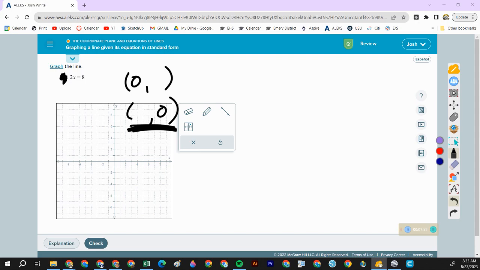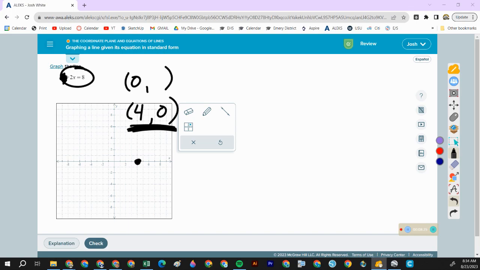Okay. So if we have 2x equals 8, what does x equal? Well, what's holding the 2 and the x together? Which operation? Multiplication. So we divide, right? And we get 8 divided by 2, which is 4. So apparently, this graph crosses the x-axis at (4, 0).